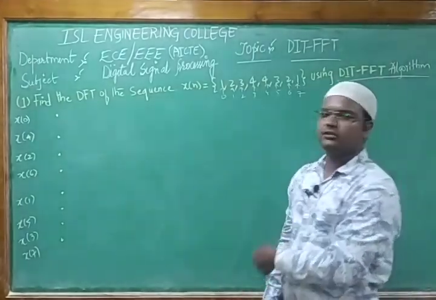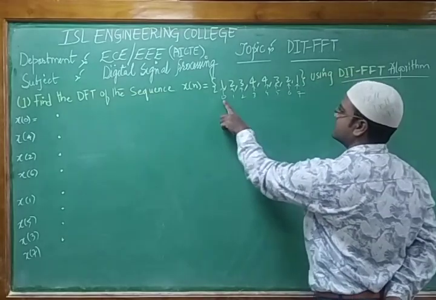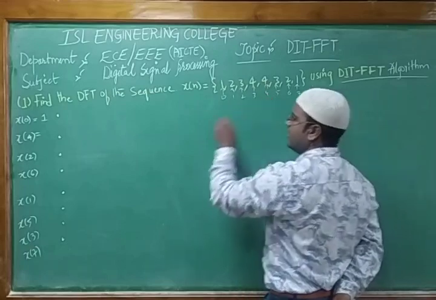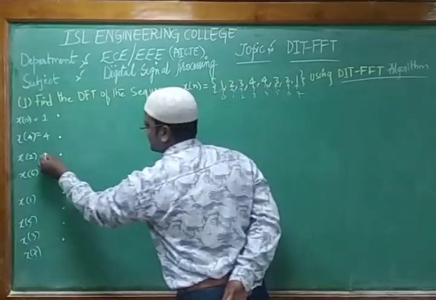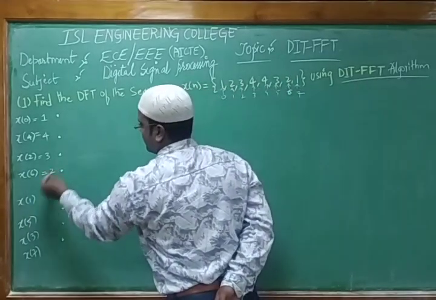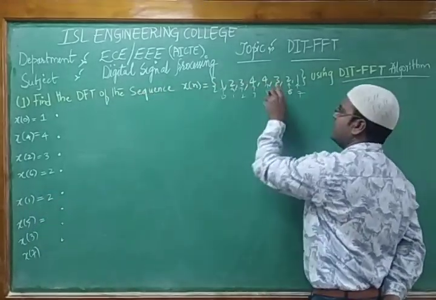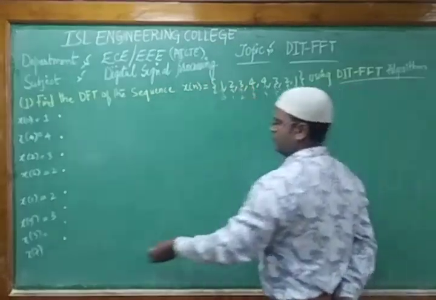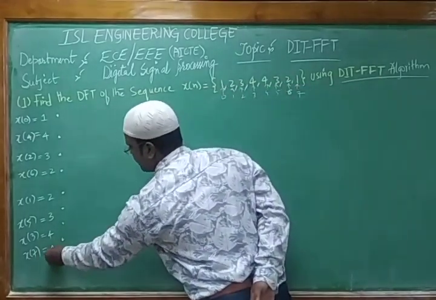We have taken the bit reverse order. Second, I'll write down the values. What is x of 0? It is 1. Next x of 4 is 4. Then x of 2 is 3. Next x of 6 is 2. Then x of 1 is 2. Next x of 5 is 3. Then x of 3 is 4. Then x of 7 is 1. So we wrote all the input values.